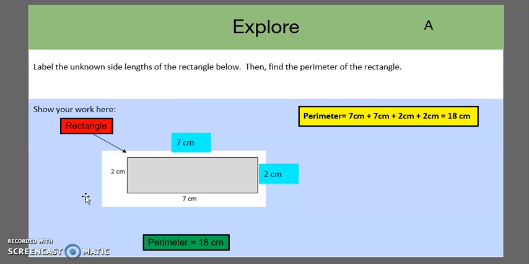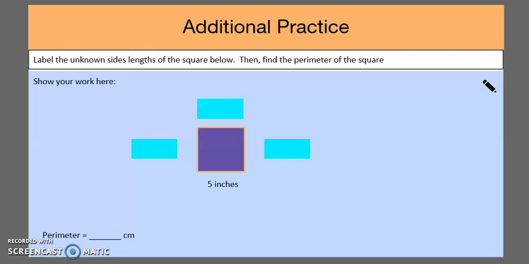Okay, so the first thing we're dealing with is that this figure is a rectangle. So we know that the rule of a rectangle tells us that the opposite sides are equal. So if this is 7, then over here is 7. If this is 2, this is 2. Next, what we're going to do is find the perimeter. Perimeter means we're going to add up all the lengths. So here we have 7 centimeters, 7 centimeters, 2 centimeters, and 2 centimeters. When we add up all 4 values, we get 18 centimeters. And the perimeter is 18 centimeters. We're going to look at another problem.